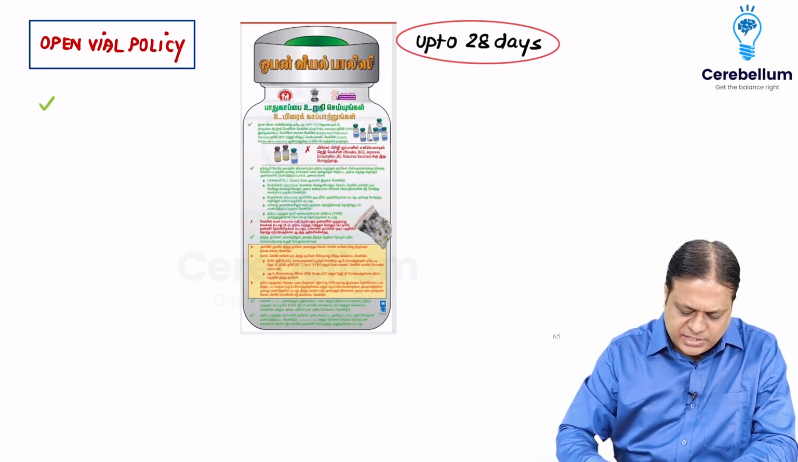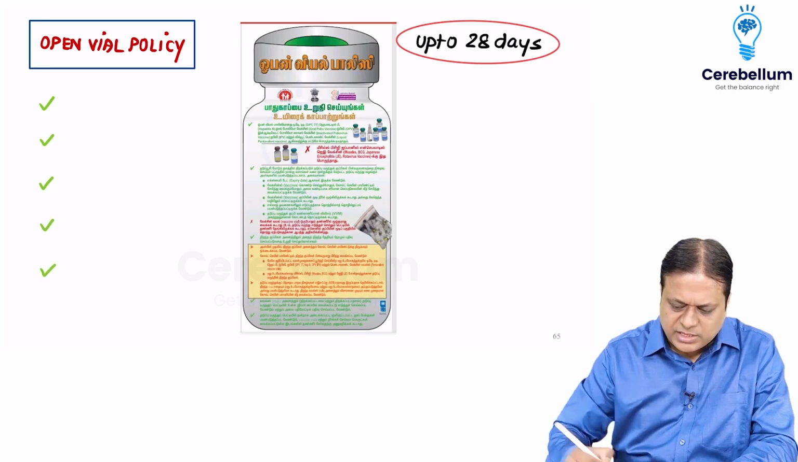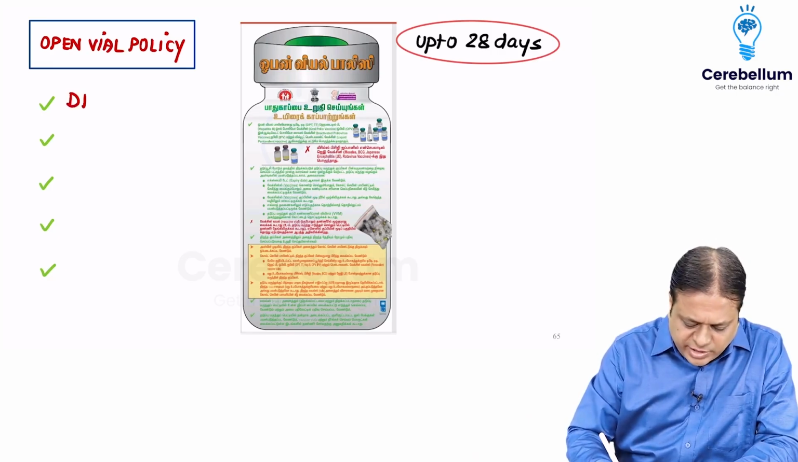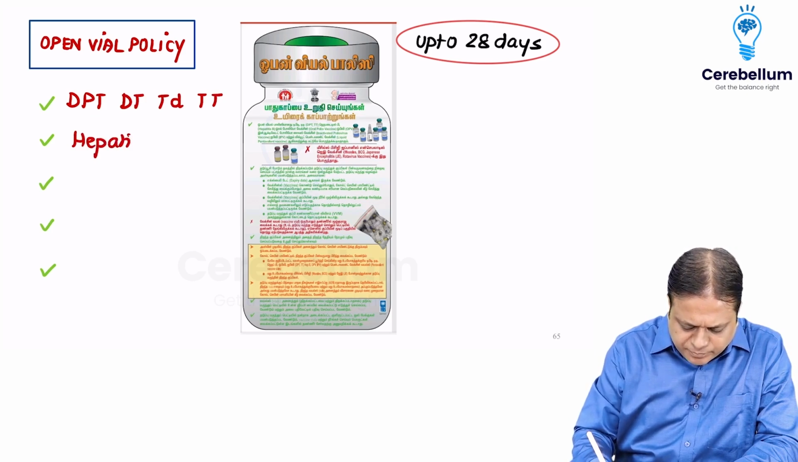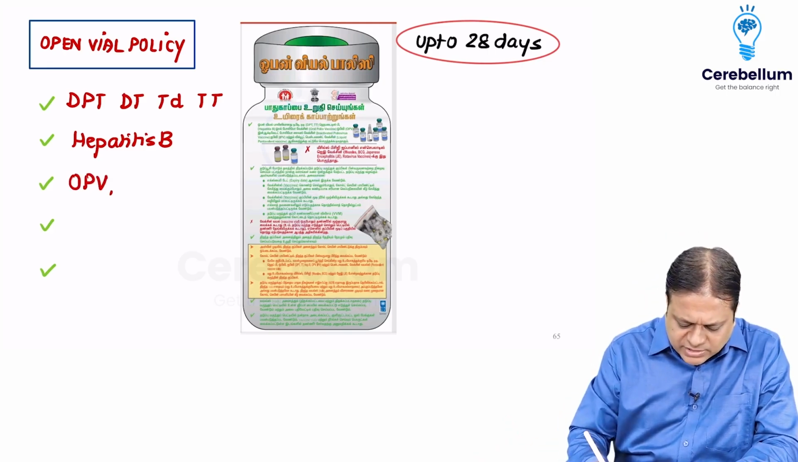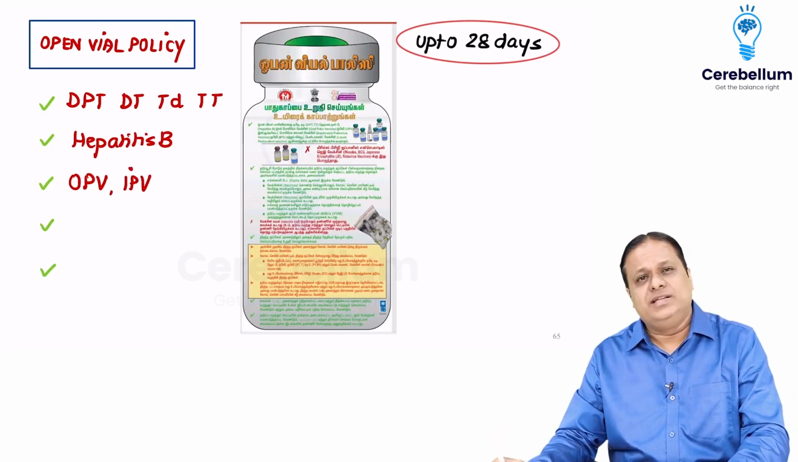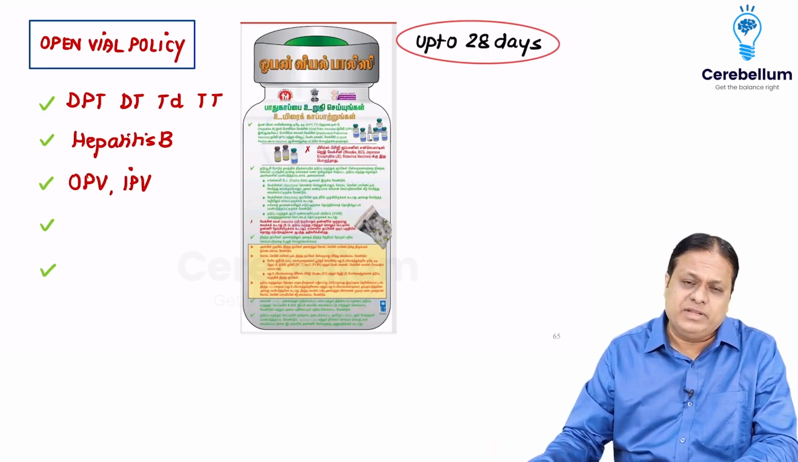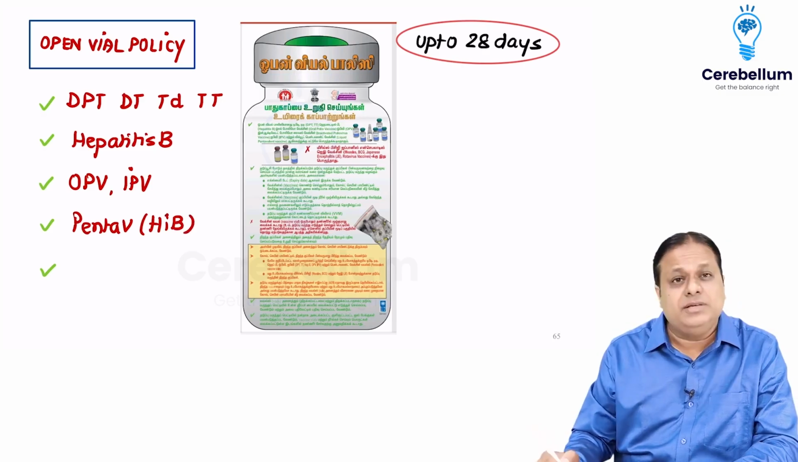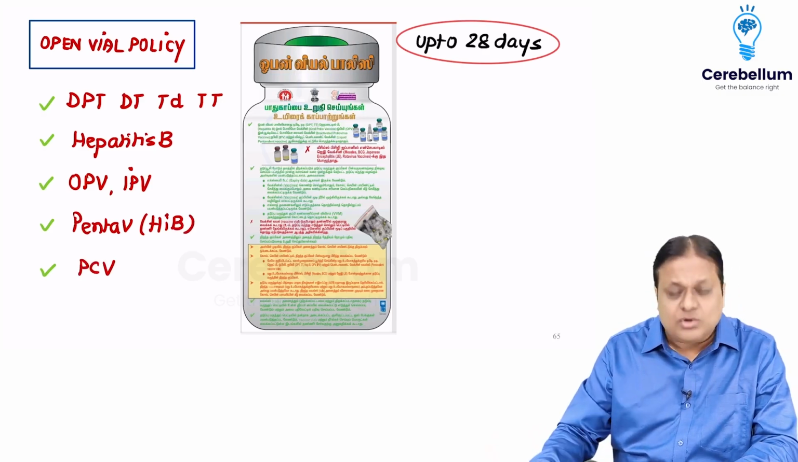Now, for which vaccines is this open vial policy applicable? This is applicable on T series of vaccines, DPT, DT, TD, TT and hepatitis B. This is also applicable on oral polio vaccine, inactivated polio vaccine, Sabin and Salk vaccine respectively. Also, it is applicable on pentavalent vaccine which contains Haemophilus influenzae B, and pneumococcal vaccine also.